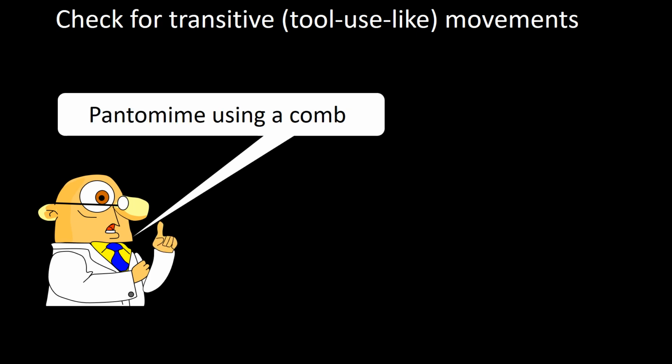Then check the ability to do transitive movements by asking the patient to pantomime using a comb, pantomime using a comb by showing the comb and not telling them that it's a comb, and pantomime using a comb by giving the comb when the patient has the eyes closed and letting him feel what it is and then using it.